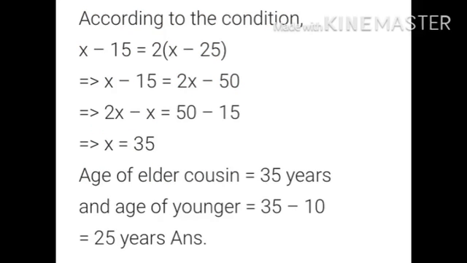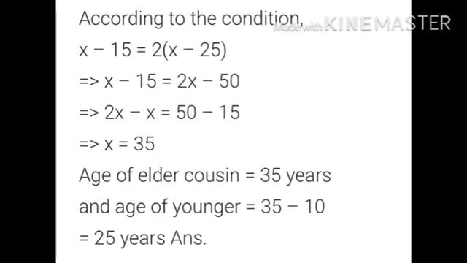According to the question, x minus 15 is equal to 2(x minus 25), as the elder one was twice as old as the younger one. That is why x minus 15 is equal to 2(x minus 25). Which implies x minus 15 is equal to 2x minus 50. Now transfer the variable to one side and the numbers to the other side. We get x is equal to 35.